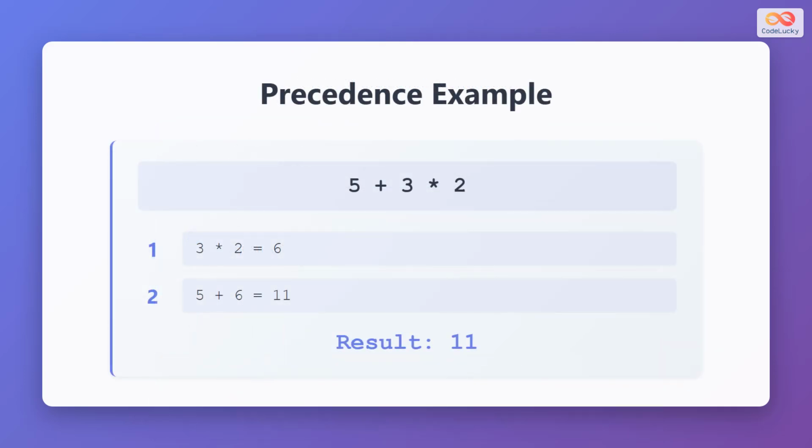Let's see operator precedence in action with an example. Consider the expression 5 plus 3 times 2. According to precedence rules, multiplication has higher priority than addition. So first, 3 times 2 is evaluated, which equals 6. Then, 5 plus 6 is evaluated, giving us a final result of 11. If you wanted to add 5 and 3 first, you would need to use parentheses like this. Open parenthesis 5 plus 3 close parenthesis times 2, which would equal 16. This demonstrates why understanding operator precedence is essential for writing correct expressions.